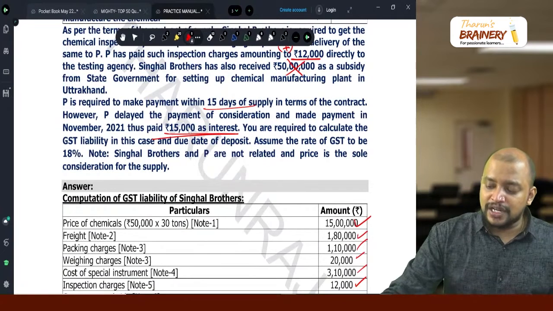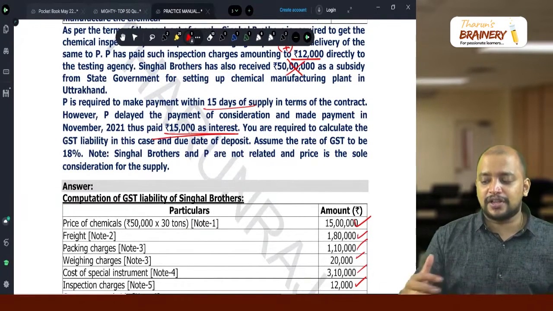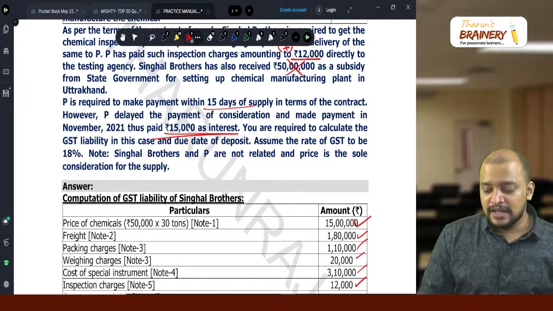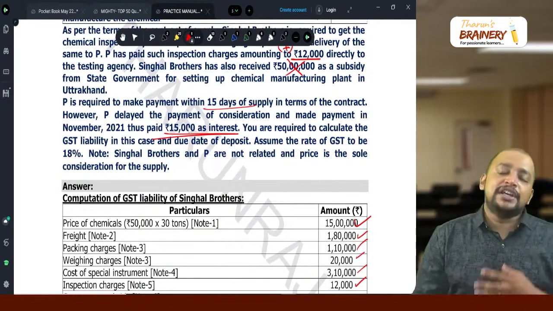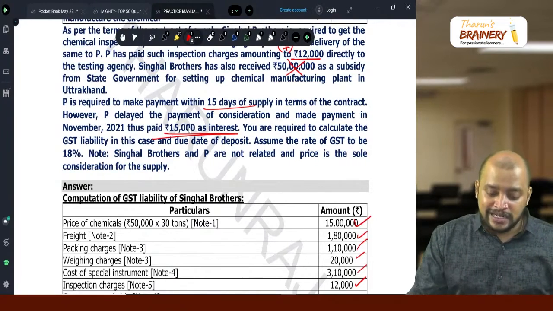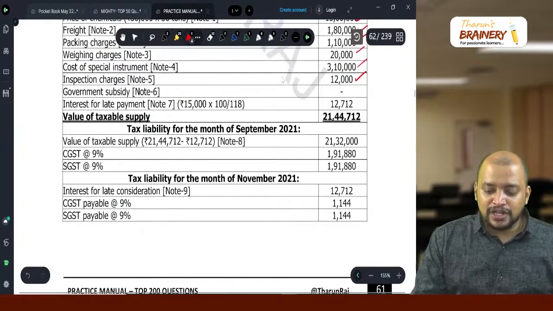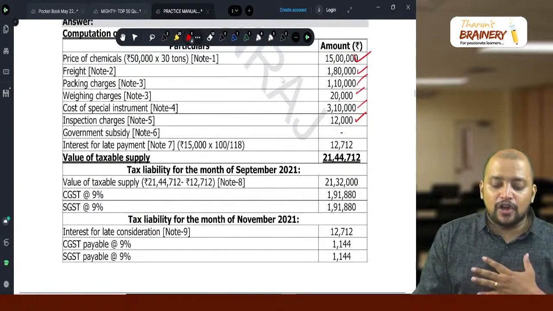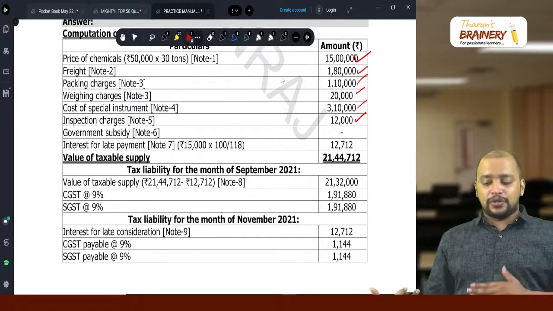So 15,000 into 100 divided by 118. Why 15,000 into 100 divided by 118? Because 18 divided by 118 is the rate of GST. We need to take interest as inclusive of GST, so this should be taken: 15,000 into 100 by 118. But actually, according to me, this should come in the November month. That's where it's separated.